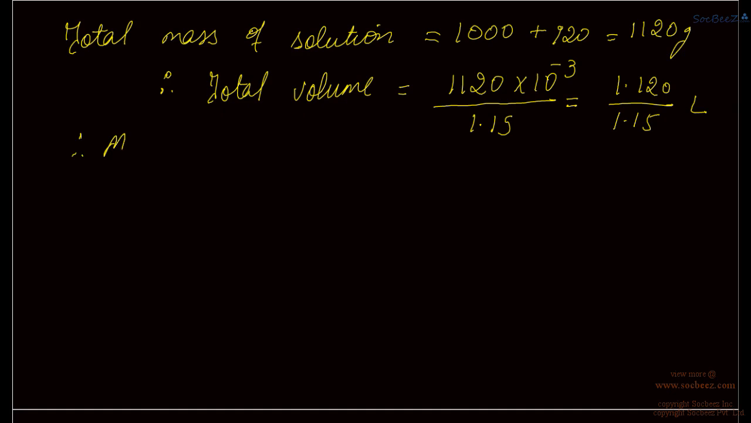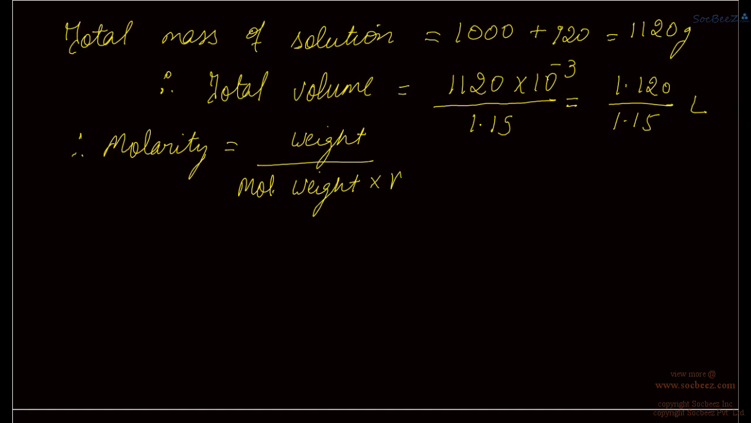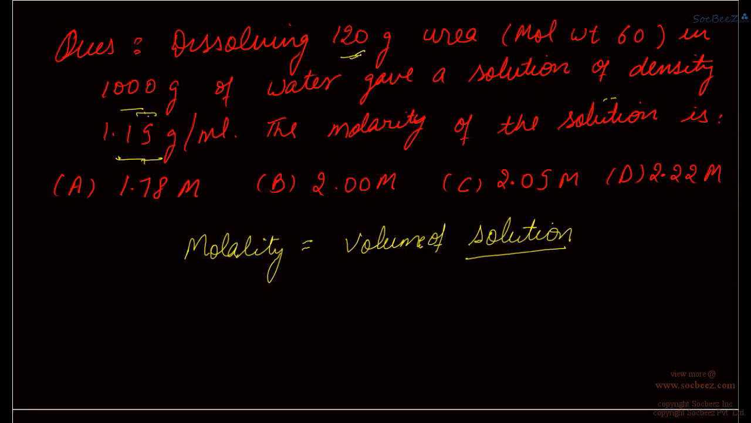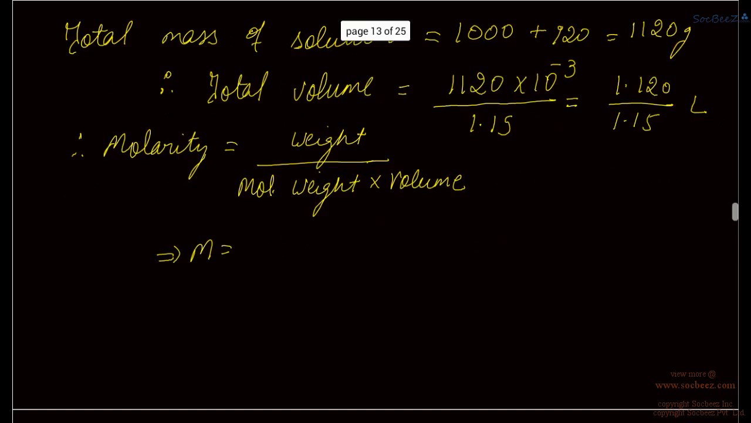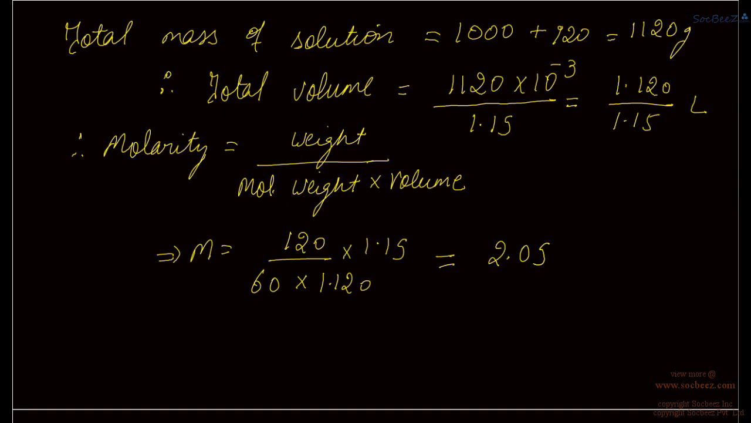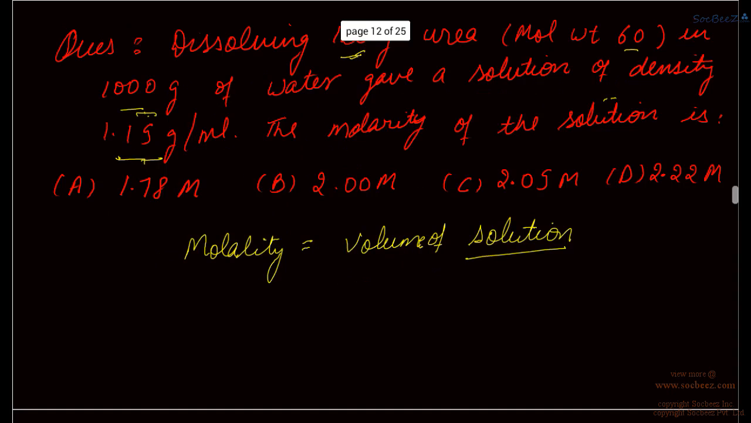Okay. So, therefore, molarity equals weight upon molecular weight into volume of solution. Hence we can say that molarity equals weight we are given, it is 120 gram. Molecular weight we are given, it is 60. So molarity is 120 divided by 60 into 1.120 by 1.15. So if we solve it, we get the value of molarity as 2.05 molar.